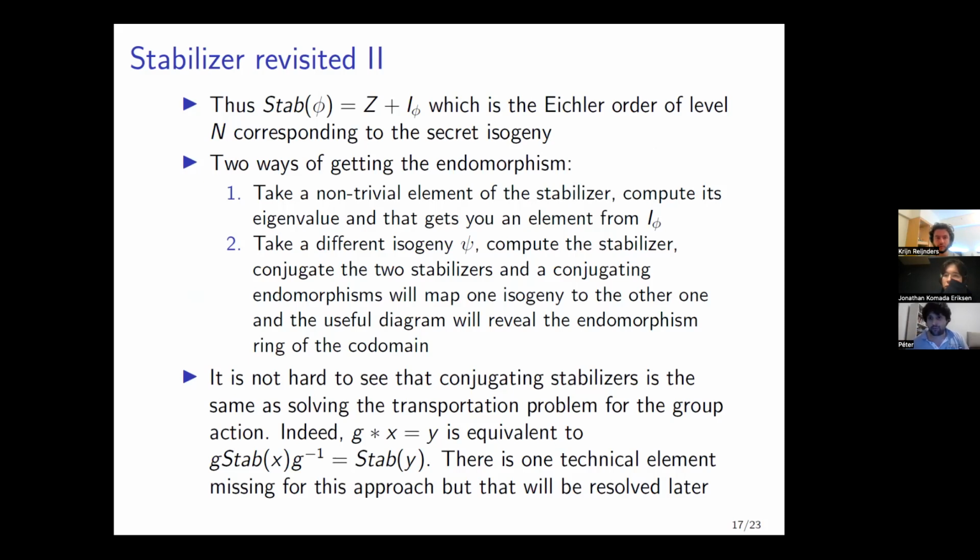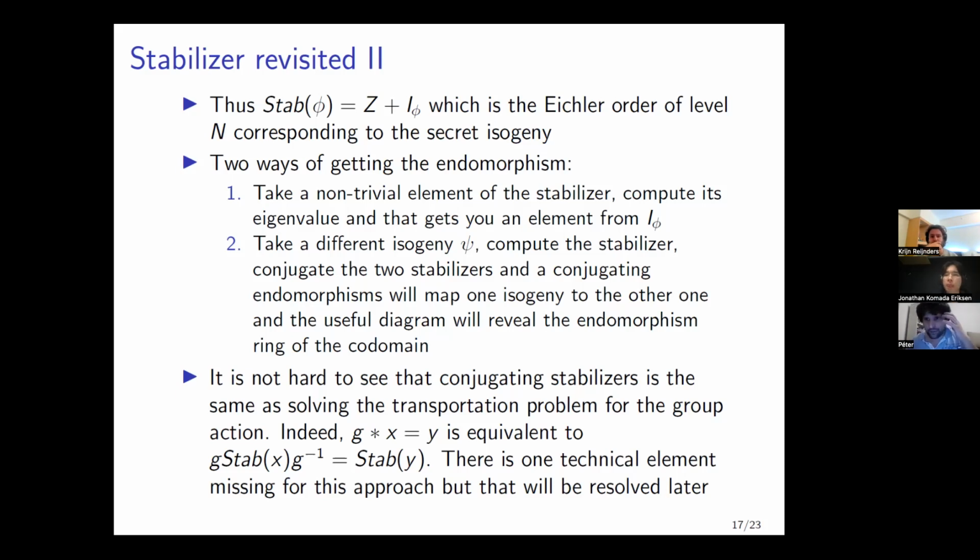So how do I get that from this Eichler order, this Z plus I phi? There are two ways, and I will try to explain the first one in more detail, since what is written here is a little bit vague. Basically what I want is the I phi part. Once I have the connecting ideal, I have the endomorphism ring because I just compute the right order of that, since I know the endomorphism ring of the starting curve.